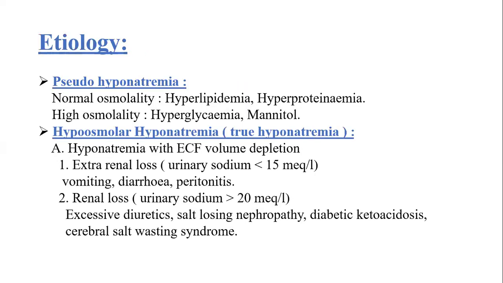Etiologies. First, we have to rule out pseudohyponatremia. The causes are, with normal osmolarity, hyperlipidemia and hyperproteinemia, and with high osmolarity, hyperglycemia and/or mannitol. Hyperglycemia and use of mannitol can present as pseudohyponatremia. For each 100 milligram rise in blood glucose over 200, there should be a correction of 2.5 to 3 milliequivalent per liter of sodium.